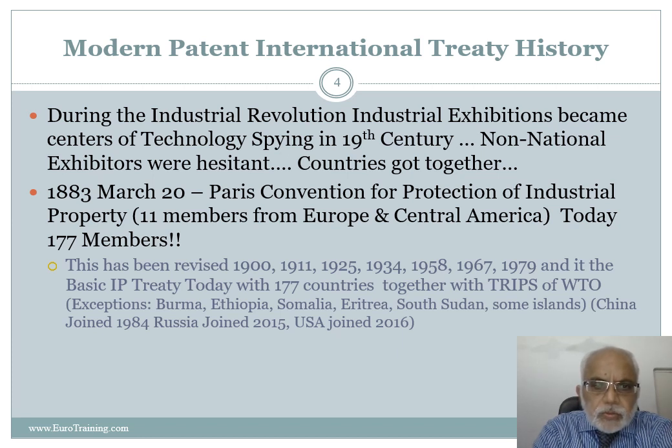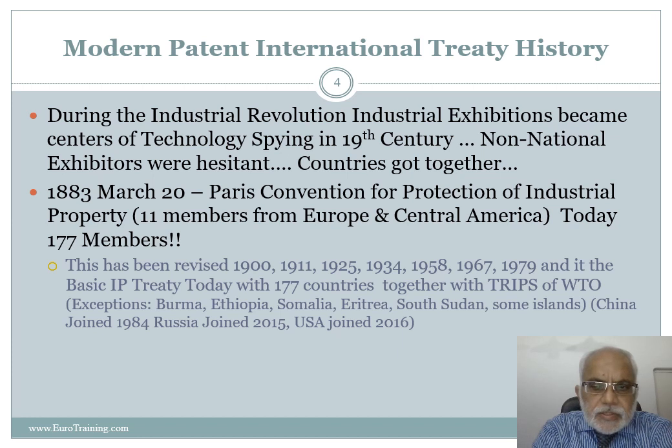So at the international level, what was agreed in the Paris Convention? Basically, what was agreed was that if an inventor obtains a patent in one country, he is given 1 year within which he can apply for patent protection in other countries which are members of the Paris Convention.